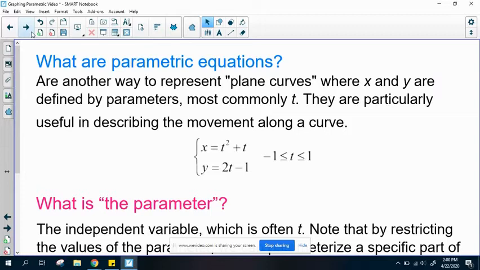So you're breaking it down in that movement. It's also useful for describing the movement along the curve because you're no longer restricted to going from left to right. You can move in a variety of directions.